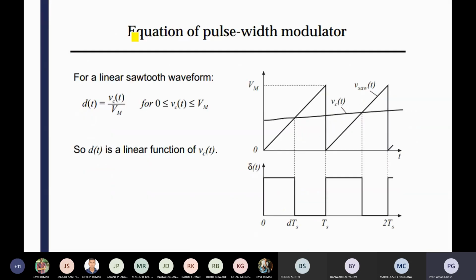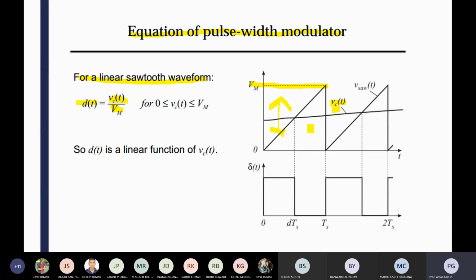So, equations for pulse width modulation. For the linear sawtooth waveform, D equals Vc by Vm. How much can Vc go at maximum? It should be Vm. So by changing that Vc, the pulse width will vary.